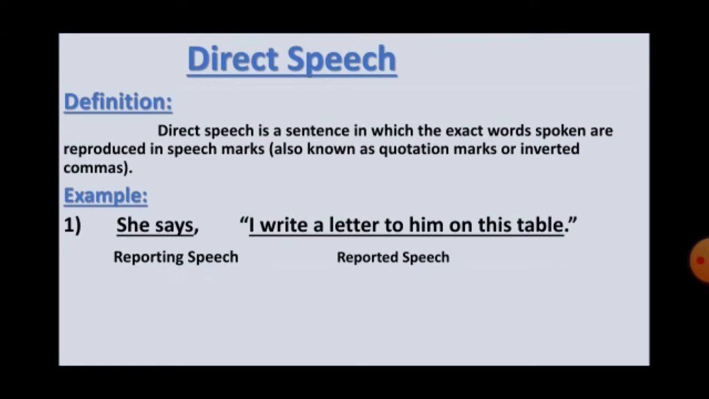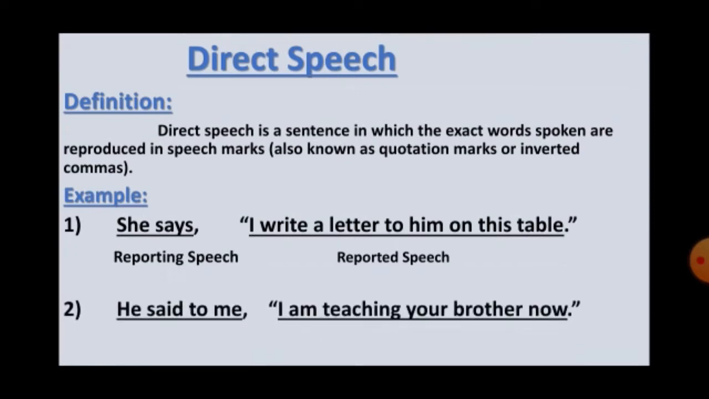In reported speech there always come those words which are told by the speaker, and these are called the original words. In direct speech we always use the speech as originally used. Here comes the second example: He said to me, "I am teaching your brother now." "He said to me" is what? Reporting speech. Those words outside inverted commas are reporting speech, and original words always come in inverted commas, which is called reported speech. These are very important points: reporting speech and reported speech.